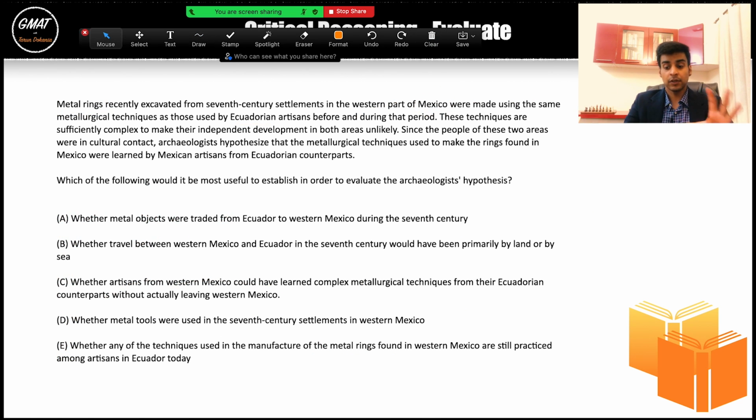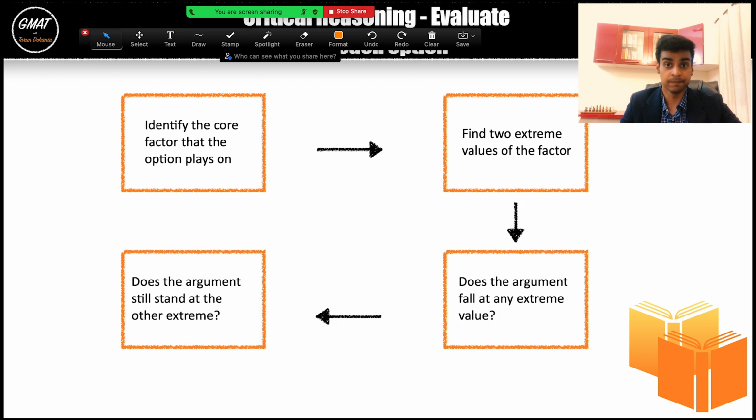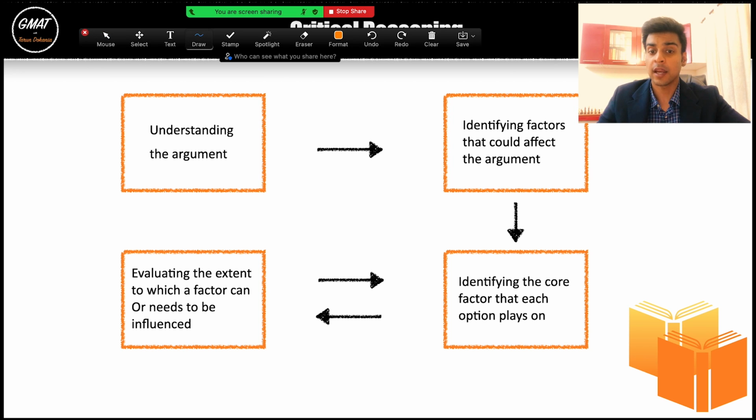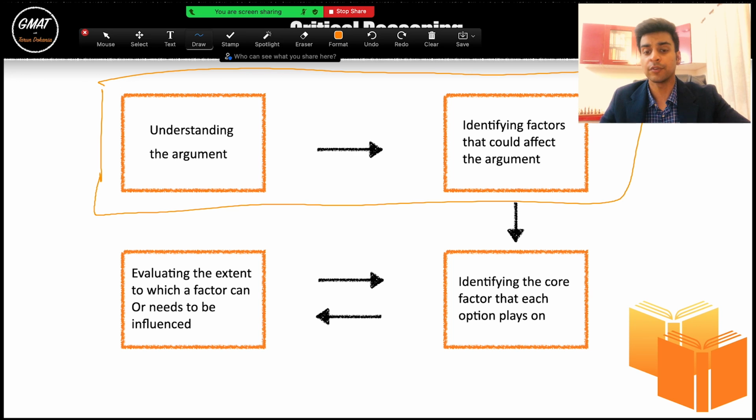Now, the key things we've learned here, right? I would like to take you back to probably the most important slide of this session, the two most important slides. If you're not good at understanding the argument and being able to identify factors within it, which are sort of synonymous, then it doesn't matter how good you are at logical thinking.